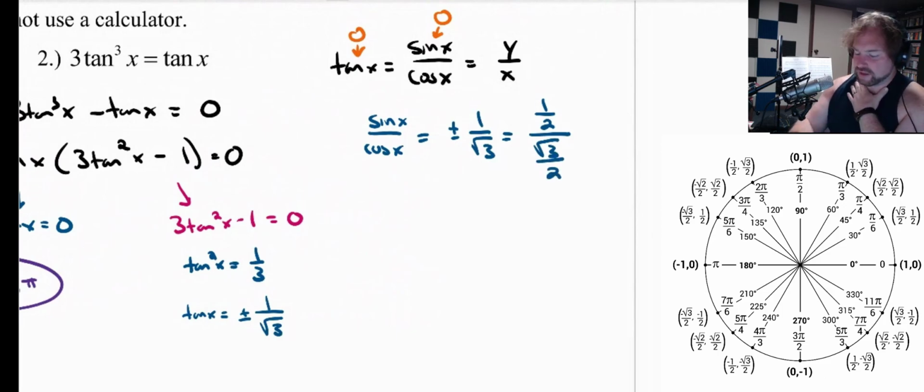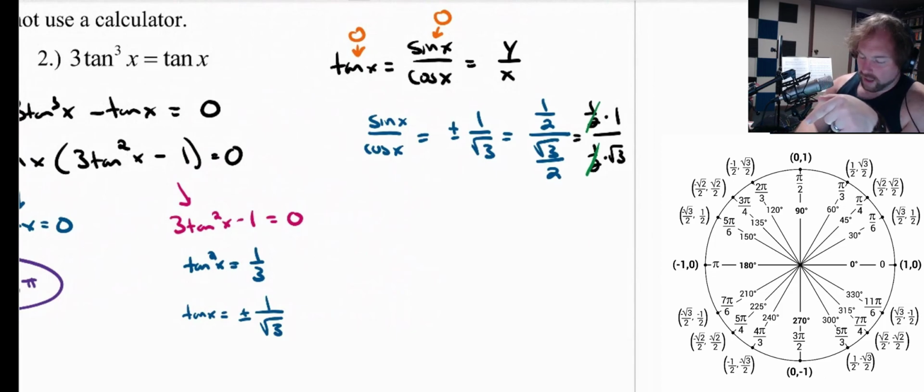Now, the way I like to think about this, I'm just going to map this out for you, is that is 1/2 times 1 on top and 1/2 times the square root of 3 on the bottom. And the 1/2s can now cancel out, leaving the 1 over the square root of 3. So we're looking for angles whose y value is 1/2 and whose x value is square root of 3 over 2. Now that happens, I see one of those right away at pi over 3.